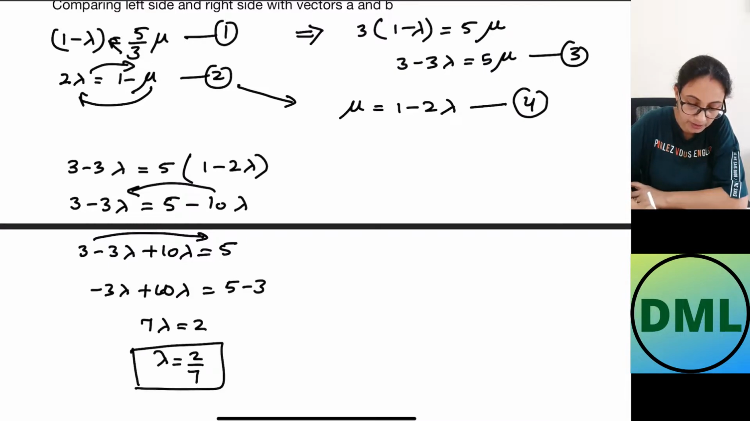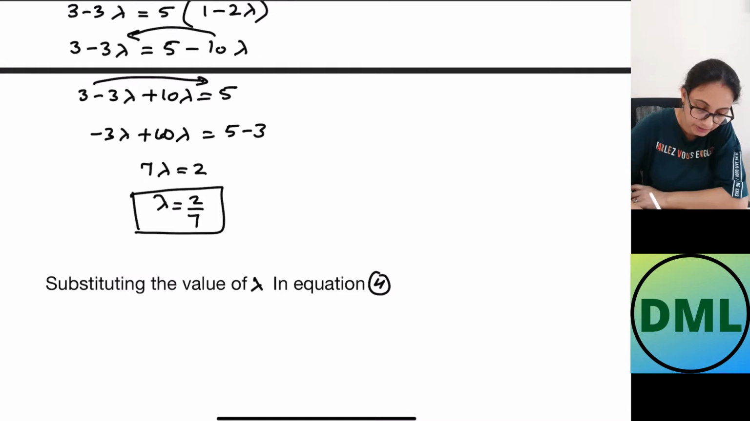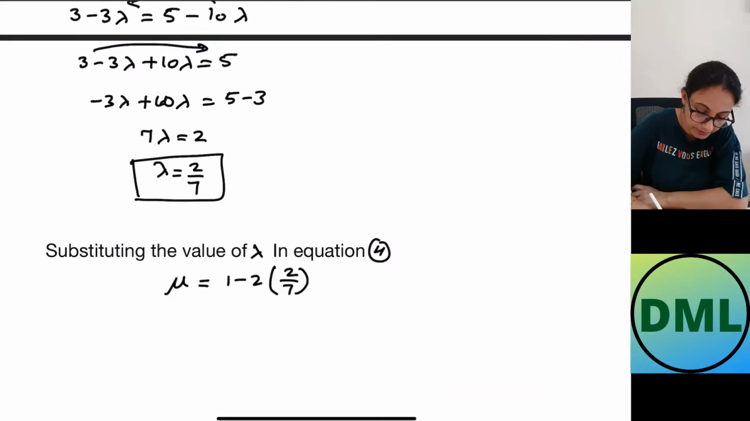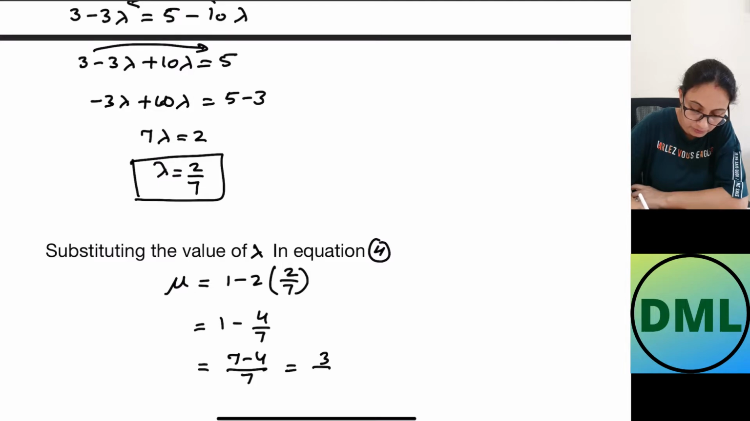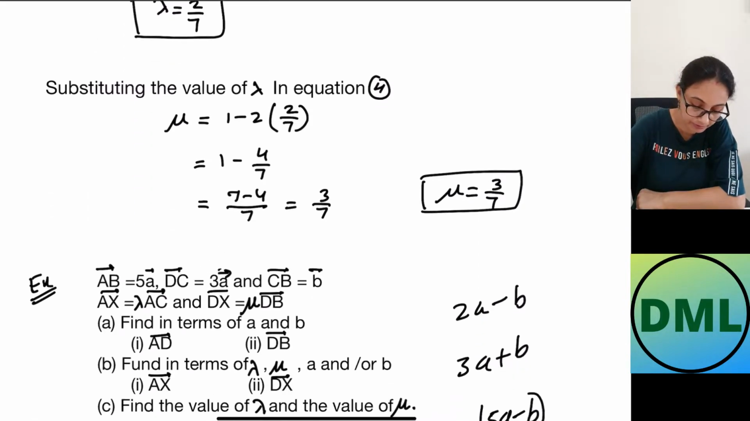Now, what I am going to do, I am substituting this value of lambda in equation number 4. So, if I substitute this value, I will get mu is equal to 1 minus 2 lambda, where lambda is 2 over 7. So, if I solve it here, it will be 1 minus 4 over 7. So, if I take the LCM, it will be 7 minus 4 over 7, which is equal to 3 over 7. So, my mu value is equal to 3 over 7. That will be your answer for lambda and mu. Let's see one more example.